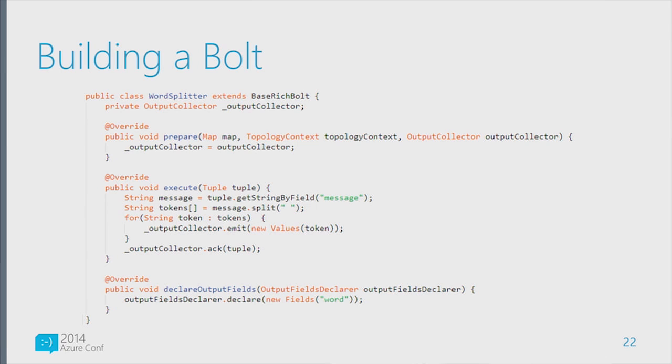So you can see here, what we do is we get the tuple, we take the named argument, which is called message, and then we split that. That is our random sentence, and the output collector will emit each word, and will effectively have a different tuple sent to the next bolt, which is a counter bolt.